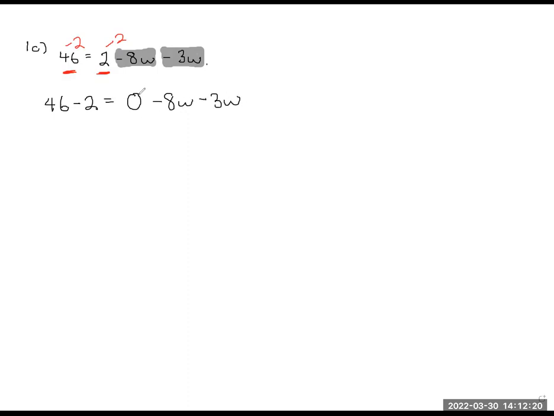But as a mathematician, why would I write 0 when it means nothing anyways? It's a waste of my time. I am lazy. I'm not going to write the 0. Now I have all like terms with the variable on one side, everything else on the other side. I am going to simplify. 46 minus 2, 44. Negative 8 minus 3, negative 11.